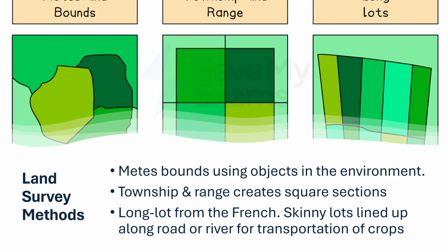Finally, long lots is from the French. And this is the skinny lots lined up on a road or a river in that linear pattern that we see in housing patterns to ensure that you're farming behind the house and you're using whatever road or river to transport your crops to market.